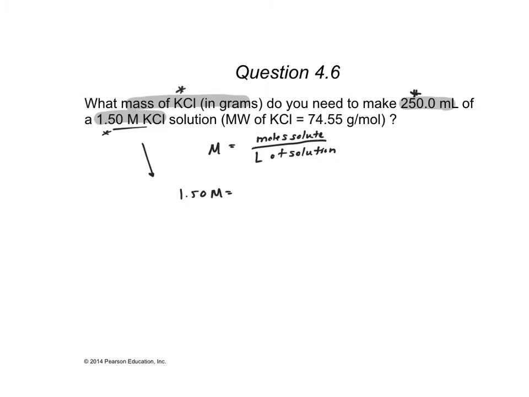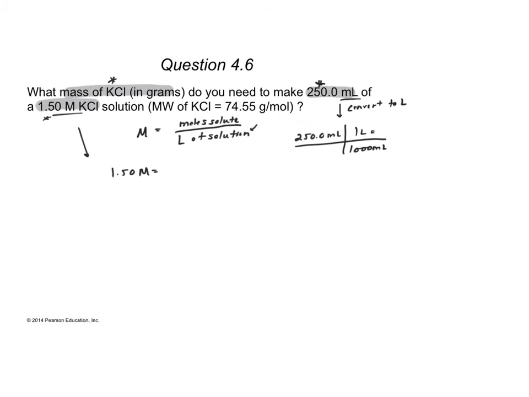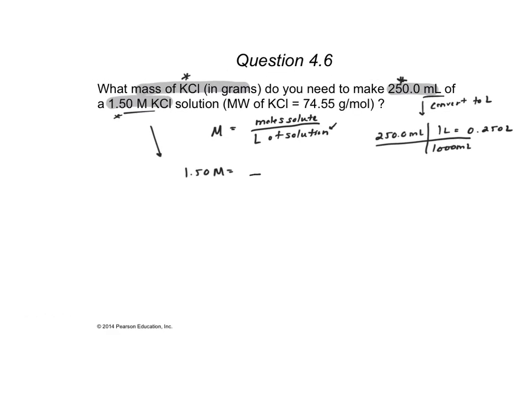The only problem with this one is that this is in milliliters, and for our molarity calculations, we need to convert to liters, right? So the first thing that we have to do is convert this to liters, and we can do that. So 25.0 mL, there are 1,000 milliliters in 1 liter. By dividing by 1,000, that's just going to move the decimal place 3 places to the left. So we have 0.250 liters. So now we can go ahead and plug that in. We have 0.250 liters, and this is going to be our unknown.